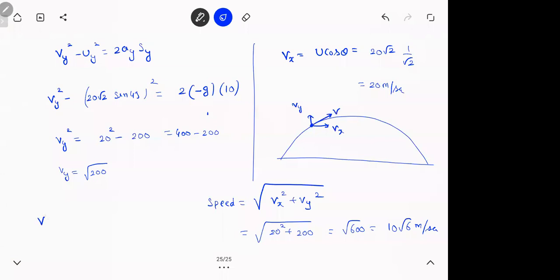What is the velocity vector? Vx i cap plus Vy j cap. So the magnitude will be square them and add them. This is how you find the speed. Have a look at this. Anything you have a doubt on this question, please ask me. This is a good one. Till now, whatever we did, this is one of the good ones. Find the time and the height, find the speed at half of h max.